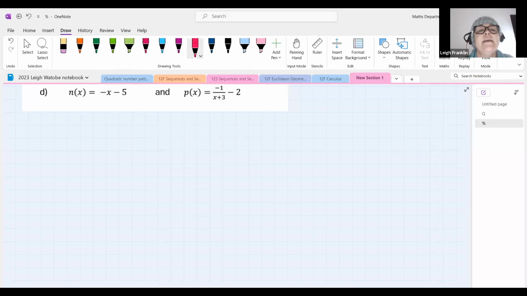So the difference here is that this graph, p of x, has been shifted horizontally, and it has also been shifted vertically. Just before we get into this, as far as p of x is concerned, can you give me the equation of the horizontal asymptote of p of x? What's the equation of the horizontal asymptote of p of x?